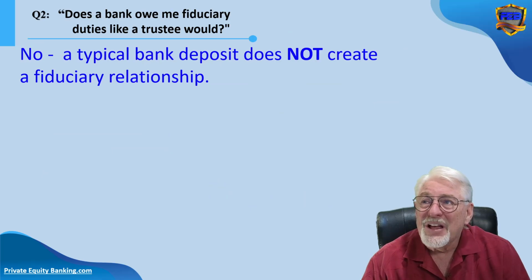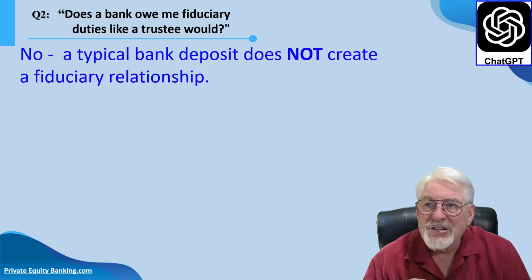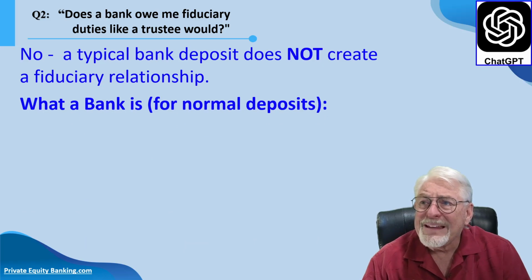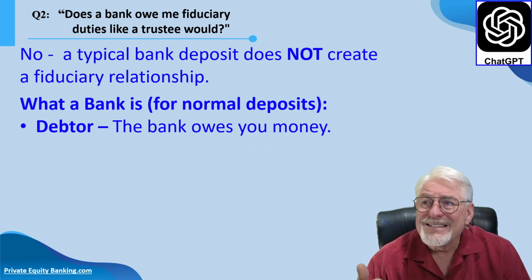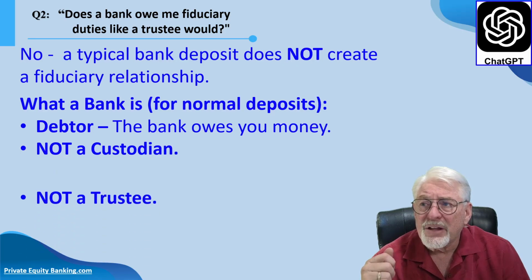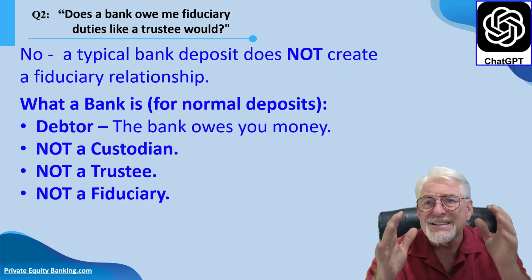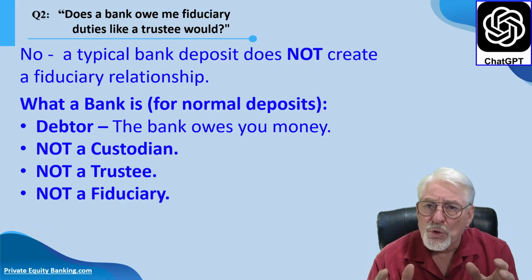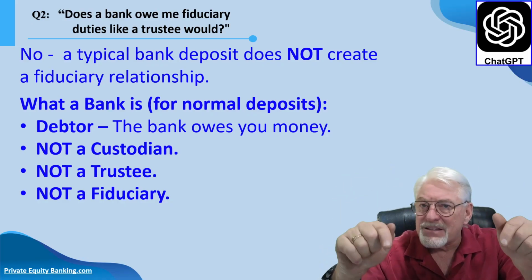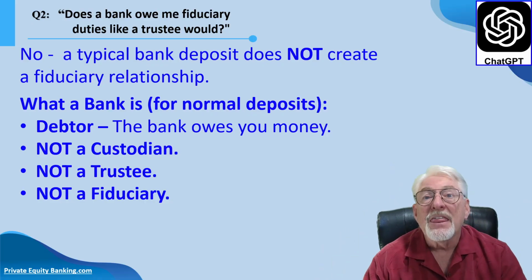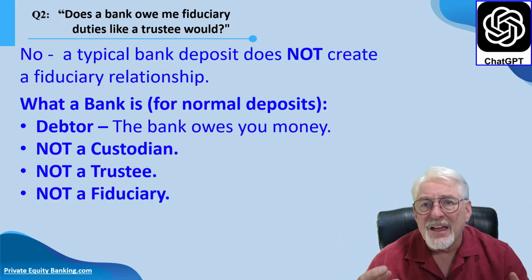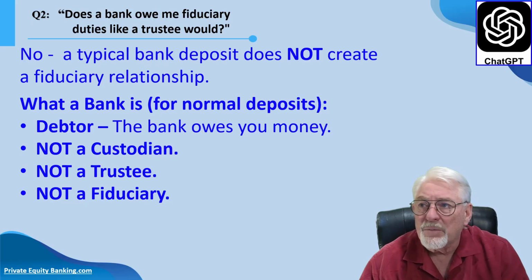Now the second question. Does a bank owe me fiduciary duties like a trustee would? No. A typical bank deposit does not create a fiduciary responsibility. That's ChatGPT. Okay? What a bank is, for normal deposits, a debtor. The bank owes you money, not a custodian, not a trustee, not a fiduciary. Let that sink in. The bank is not acting for and in behalf of you when you put money into that bank, not as a custodian, not as a trustee, not as a fiduciary. They own that money. You have just given them, as I just said, an unsecured loan.